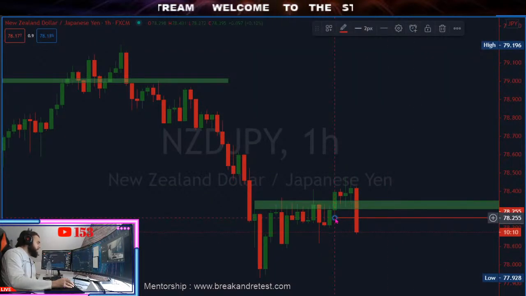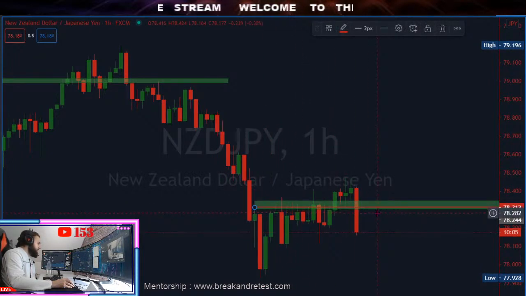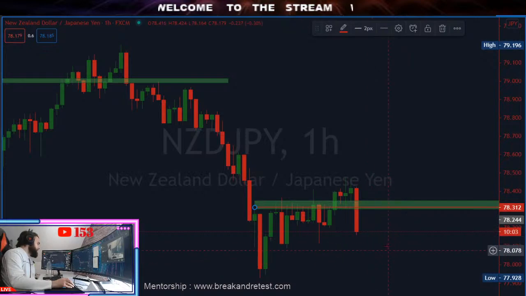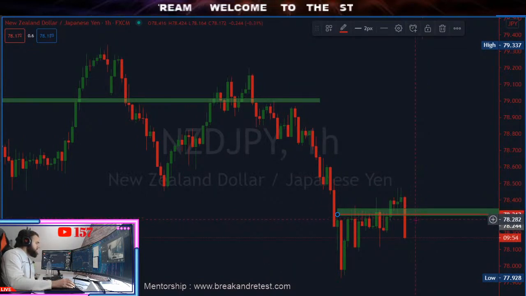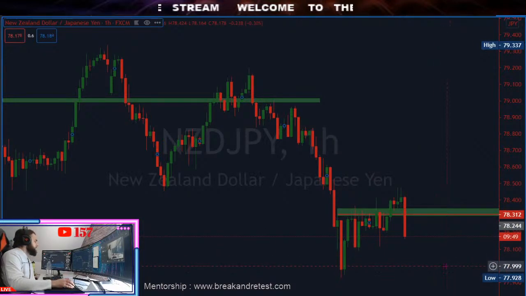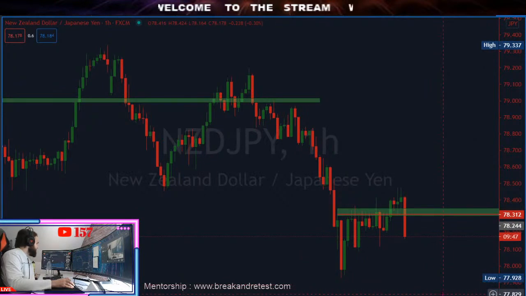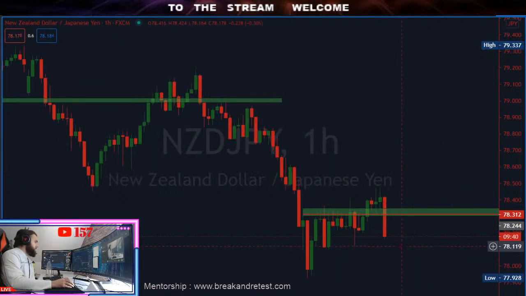SDJPY, what did I say? It's exactly doing what I expected, only that it's going too deep now, and it's not giving us a chance. Yeah, I knew these JPY pairs gonna do that, because I've seen this many times. Let's see where it's gonna close.